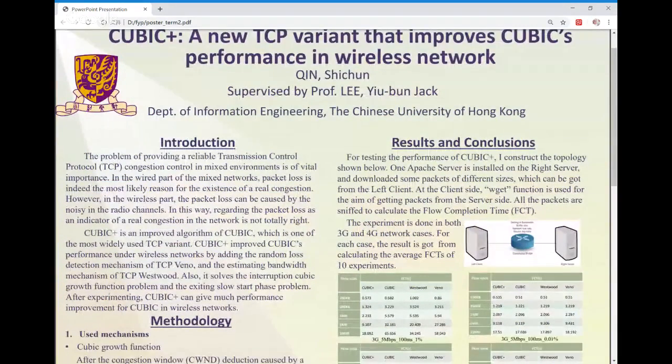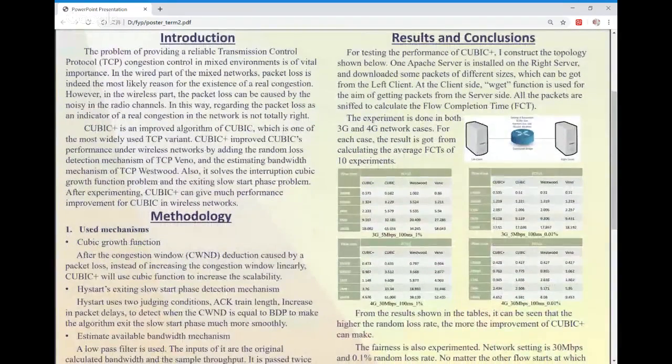Here come the results and conclusions. To test my algorithm, Cubic Plus, I implemented everything in EmuLab. The topology is shown below. The left side is the client, and the right side is the server. On the server side, I have installed Apache, and I have downloaded several packets of fixed size. And as for the bridge, I use DummyNet, with which I can set the network conditions.